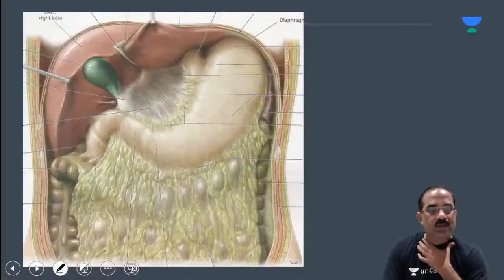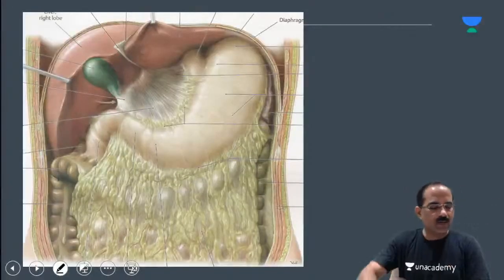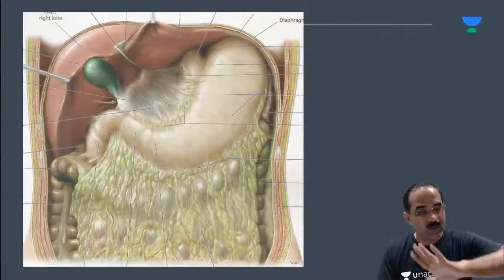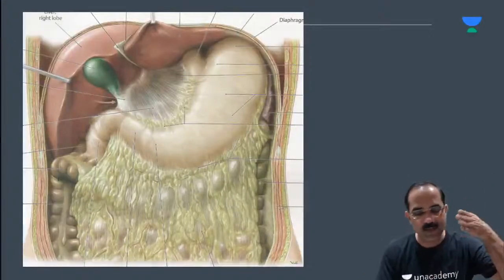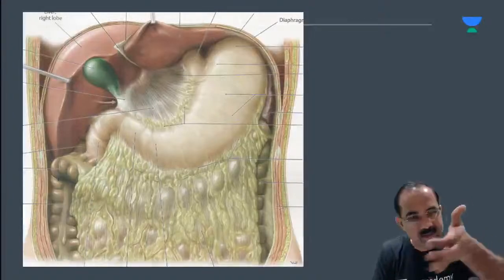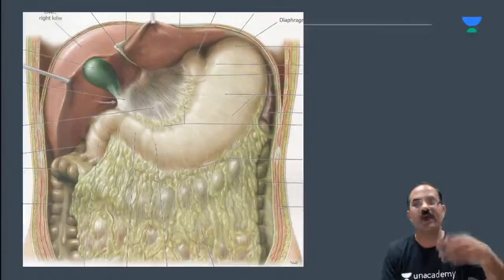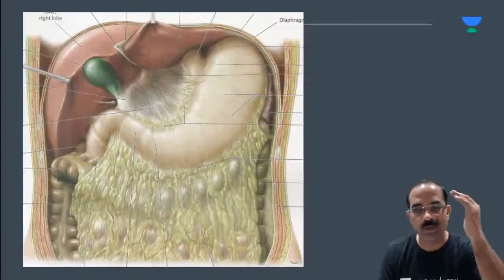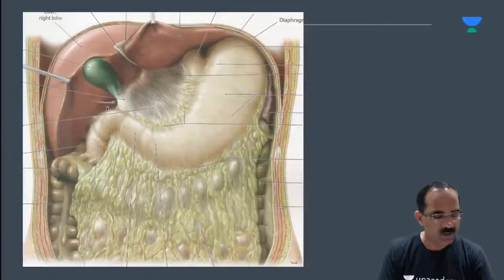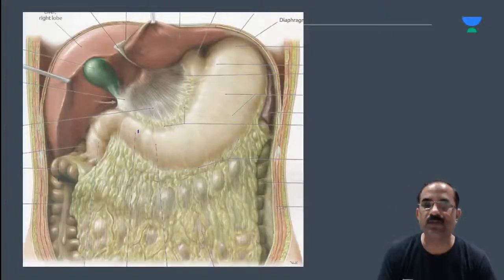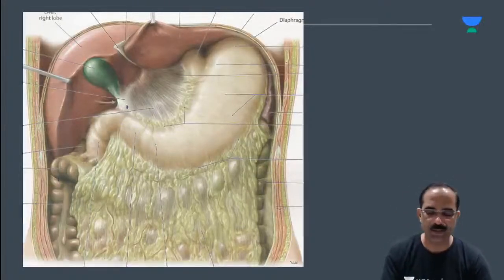Epiploic foramen. So just understand this epiploic foramen, students. Another extremely important thing for you. If you have to go from the greater sac back into the lesser sac, which is behind the stomach, there's a foramen here and that is the epiploic foramen. Also known as the foramen of Winslow. It is also known as the aditus to the lesser sac.